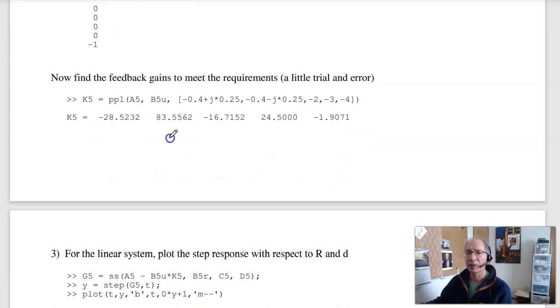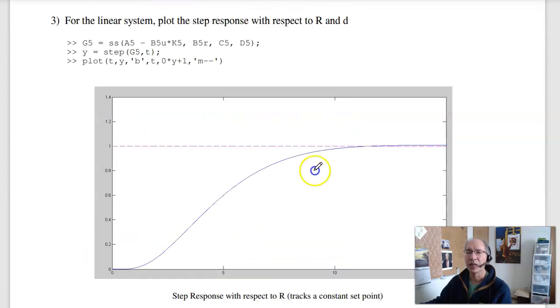I get my 5 feedback gains. The first 4 are Kx. The last one is Kz. That's just because of how I define my augmented system. For the linear system, I can check the linear step response: find the feedback gain, then the step response of A minus BK, with respect to r, C, and D. Plot the step response, and here's what I get.